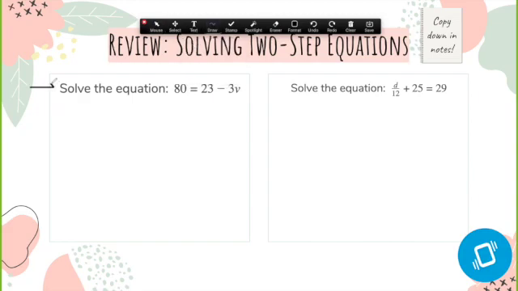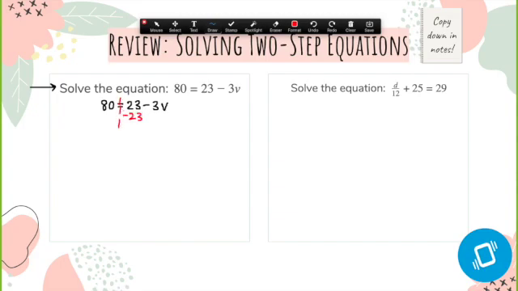The first question is asking us to solve the equation 80 equals 23 minus 3v. So I'm going to write down the equation first: 80 equals 23 minus 3v. First step that I'm going to do is see if there's any addition or subtraction that I could complete. I see that we have a positive 23 subtracting with 3v. Because it is positive, I'm going to do the opposite operation, which would be to subtract 23.